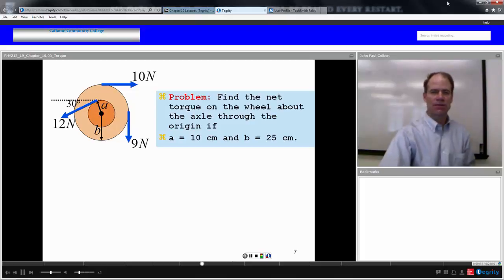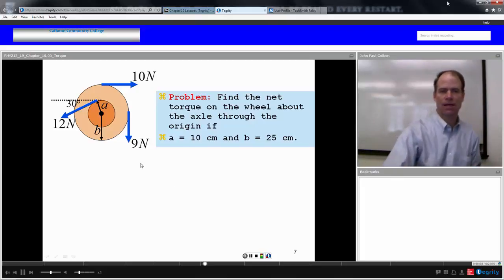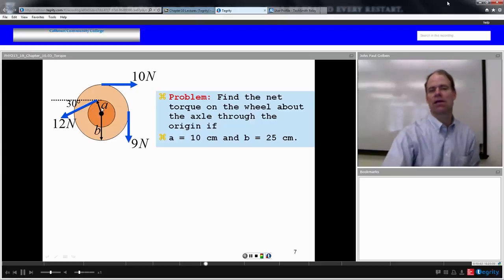Let's try this out in this problem. We have a wheel with an axle. We have 3 forces acting on this wheel, trying to cause it to turn. So we have three torques. A couple of these torques are in one direction and the other torque is in the opposite direction. So we'll find the net torque on this wheel. Now distance radius A is 10 centimeters and radius B is 25 centimeters.